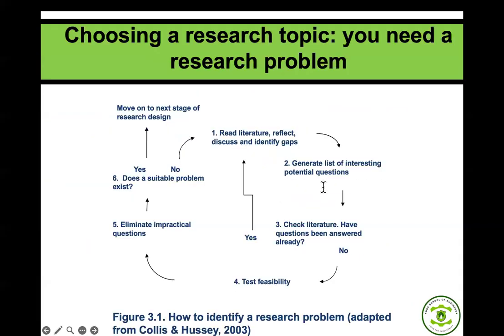Now, let's look at choosing a research topic. Before you can choose a research topic, you need a research problem. So I want to walk you through this cycle of finding a research problem. It's like a roadmap for starting your research journey. One, the first step, literature review and identifying the gaps.